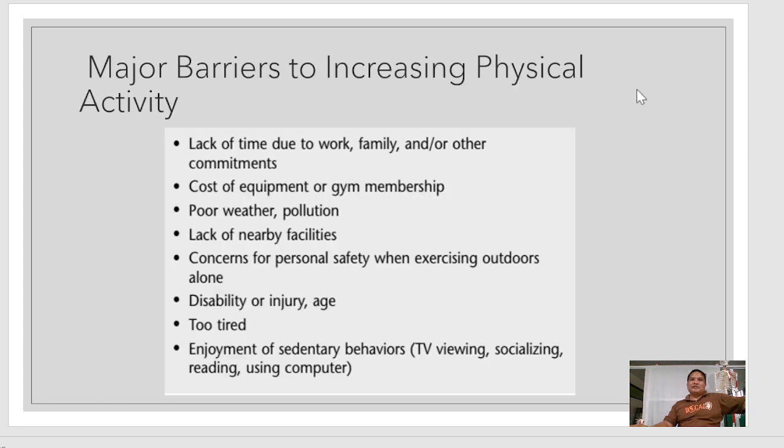So, major barriers for increasing physical activity. So, these are the major barriers. Lack of time due to work and family or other commitments. Dili na ma-exercise kay wala ni time. Sa trabaho.